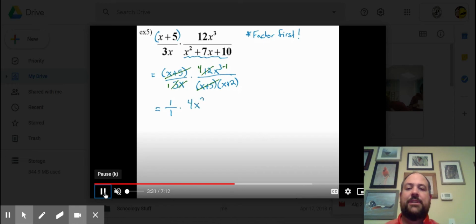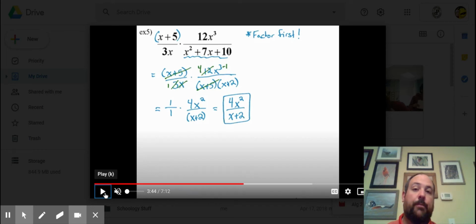The second fraction, we have 4x squared in our numerator. In our denominator, we canceled out the x plus 5, so we just have the x plus 2, which really means when I multiply by 1 over 1, it's going to remain as 4x squared over x plus 2. Remember, when we have these solutions where we have a binomial by itself in the denominator, you don't have to rewrite the parentheses. You can leave it just as the x plus 2 without the grouping symbols.